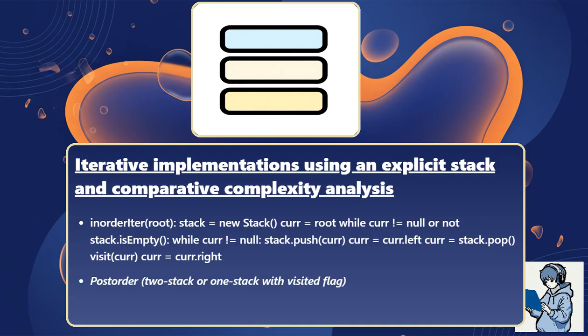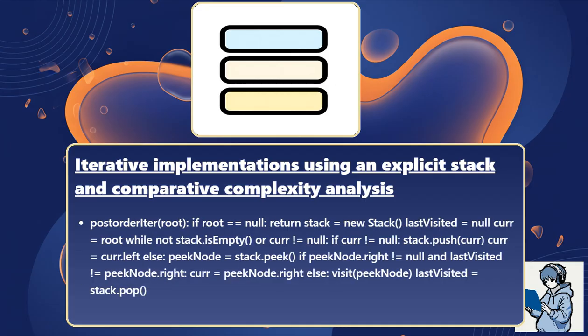Postorder: two stacks, or one stack with a visited flag. PostorderIter(root): if root equals null, return. stack equals new stack, lastVisited equals null, cur equals root. While the stack is not empty or cur is not null: if cur is not null, stack.push(cur), cur equals cur.left. Else peekNode equals stack.peek. If peekNode.right is not null and lastVisited is not peekNode.right, cur equals peekNode.right. Else visit peekNode, lastVisited equals stack.pop.